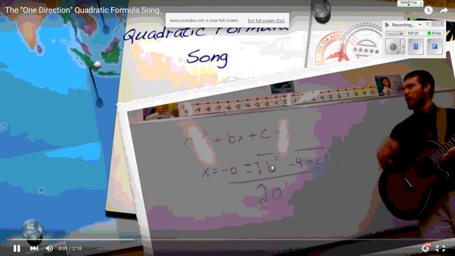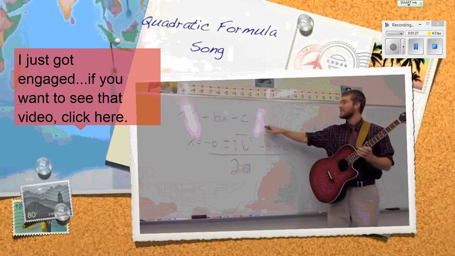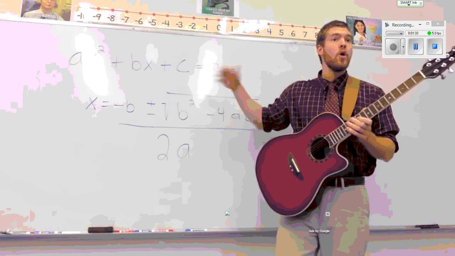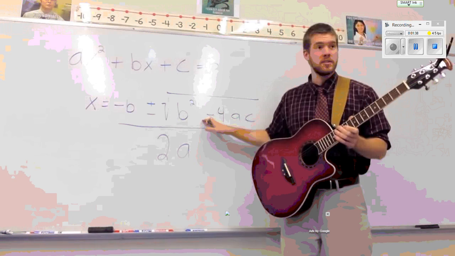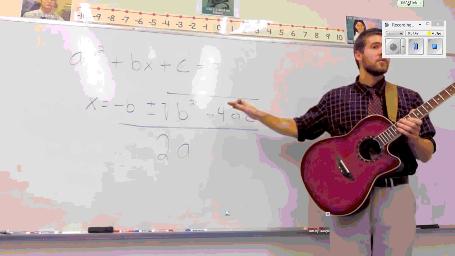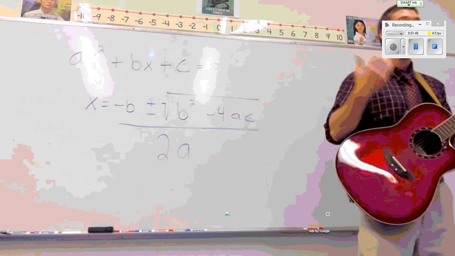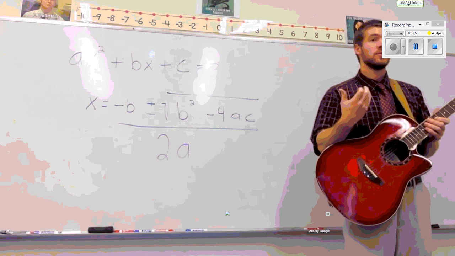The thing about the quadratic formula is what we're actually doing. When we have a quadratic function, ax squared plus bx plus c equals 0, set equal to 0, we're using the quadratic formula of negative b plus or minus the square root of b squared minus 4ac all over 2a to find where the function crosses the x-axis, or where the function is equal to 0.